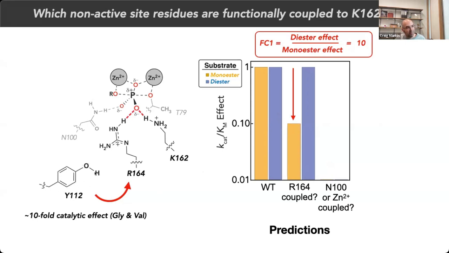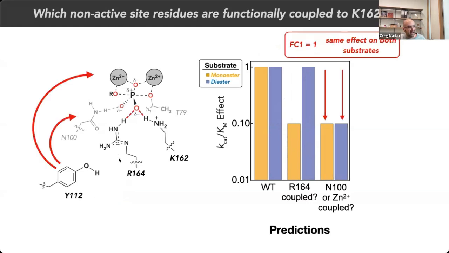So Y112 contacts R164 directly, and when we mutate Y112 to either glycine or valine, it has about a 10-fold effect on kcat over Km for the monoester substrate. Now, if Y112 is functionally coupled to R164, we expect a drop in monoester hydrolysis relative to wild type, and that's what I'm showing on the right side here. But we expect no change in diester hydrolysis because we already know R164 has no effect on diester hydrolysis.